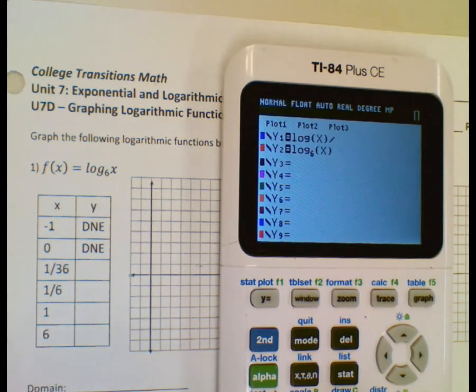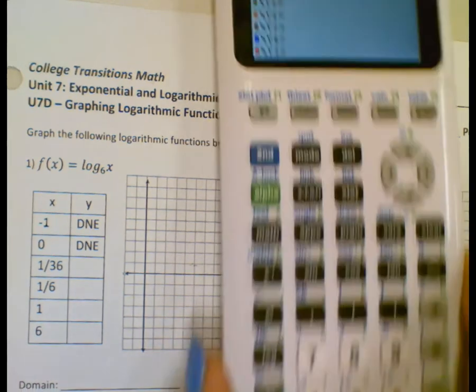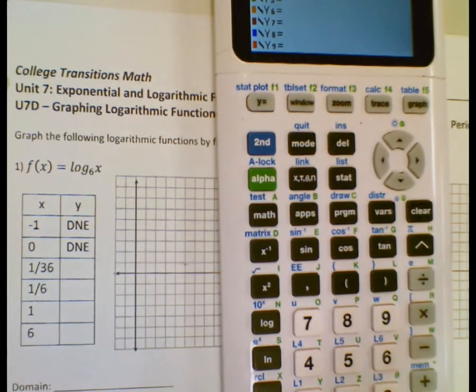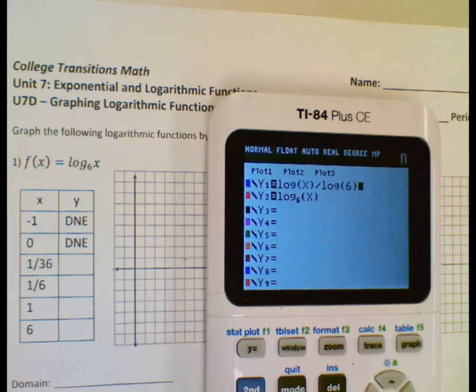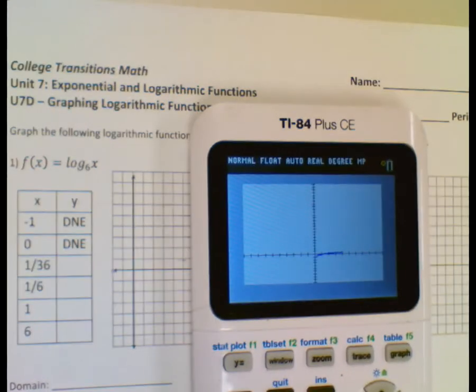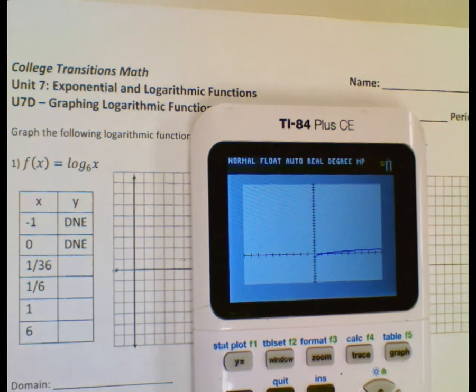Divided by log. And the log is right here, of 6, which is the base. So it's log x divided by log 6. So both of these are the same graph, so I'm just going to graph them at the same time. So you can tell that it's really close.